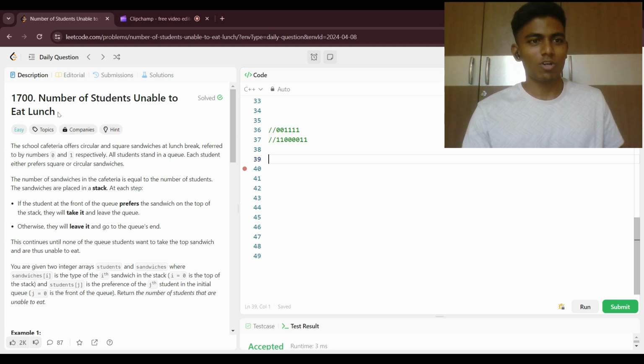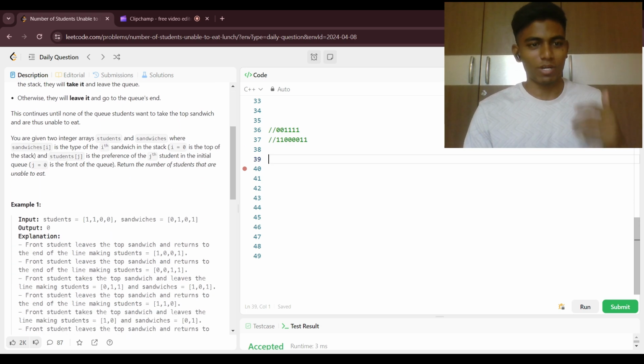So today we are going to be solving today's LeetCode question, which is number of students unable to eat the lunch. So we are given two arrays. One is going to be students, and the other is going to be sandwiches. And the sandwiches can be of two different types.